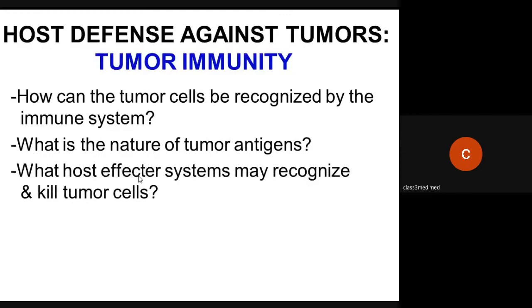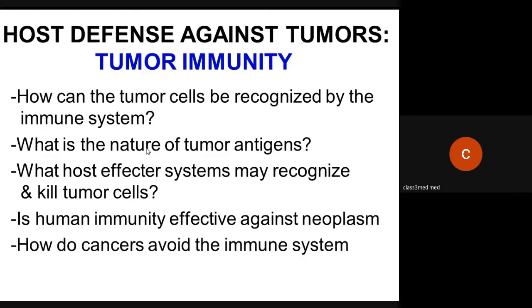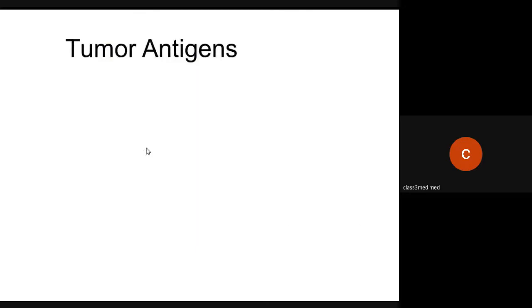Then, when the host immune system recognizes the tumor cells, there should be an effector mechanism. And whether the human immunity is effective against the tumor cells or not. And if it is effective, if the immune cells can recognize and kill the tumor cells, how can the tumor cells escape the immune system and protect themselves from it? These questions need to be answered during the next lecture.